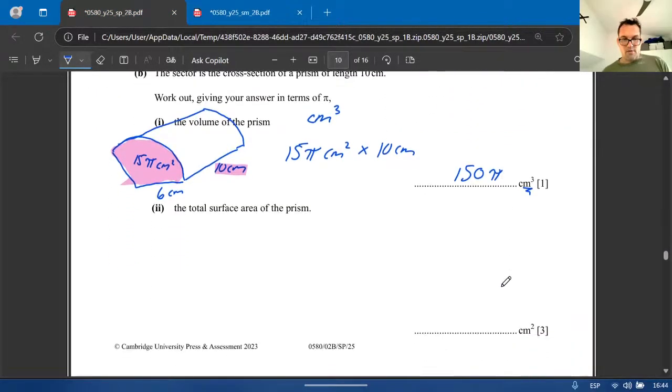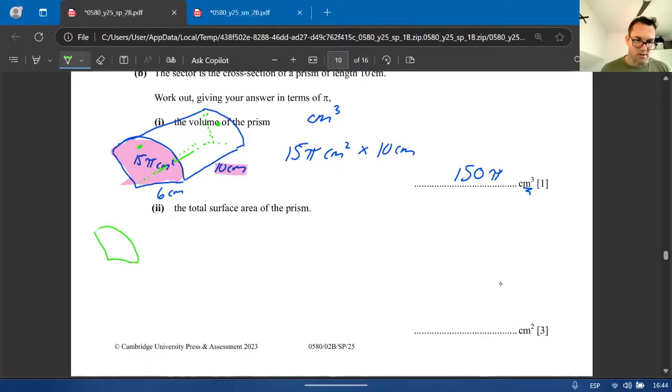Okay, and then they ask for the total surface area. Let's think of what the surface area would look like. If I use this sketch, it's like this, 3D. There's going to be the front face and the back face, which is a sector, and so it's times 2. So that will be 15 pi for the front face and the back face. So times 2, that is 30 pi.